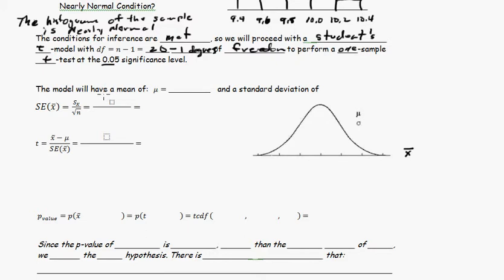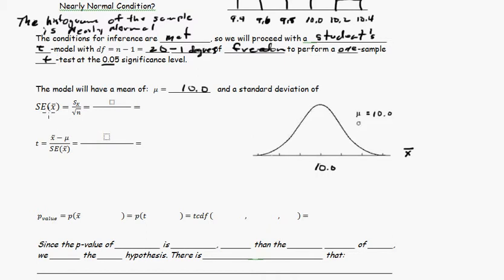So for the model, we'll have a mean of 10.0. So we're saying that the center is what we hypothesize. So we're going to assume the null hypothesis is true. Okay, so we have a center at 10.0 ounces.